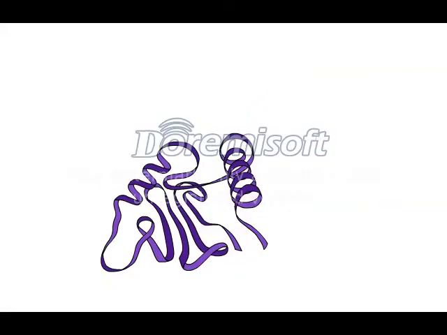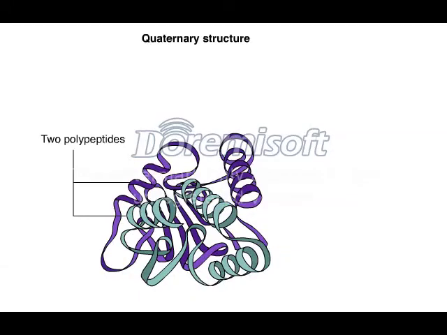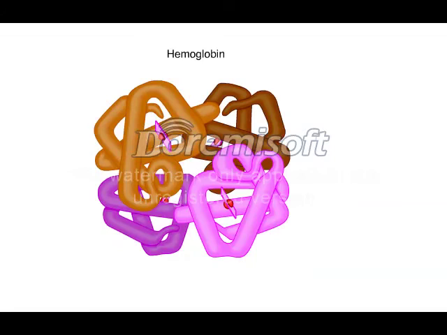Some proteins consist of two or more polypeptide chains. The fourth level of protein structure, quaternary structure, results from the combination of two or more polypeptide subunits. Quaternary structure is stabilized by the same sorts of attractions that stabilize tertiary structure.